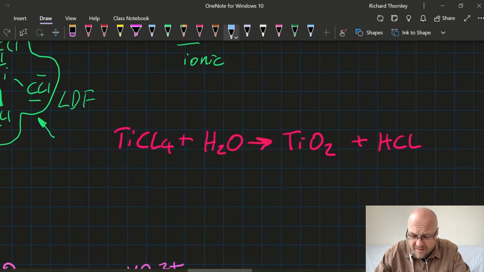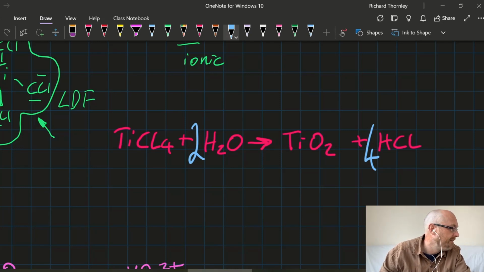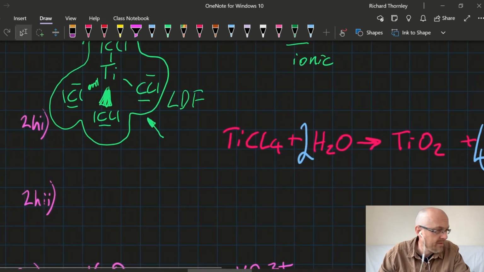Let's try to balance that. 2 there. 4. Does it want state symbols? No. So let's have a look. Nice. State symbols were not required.